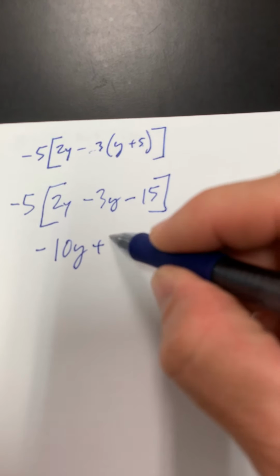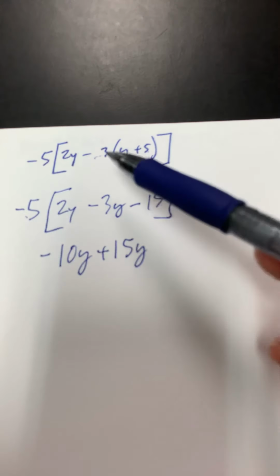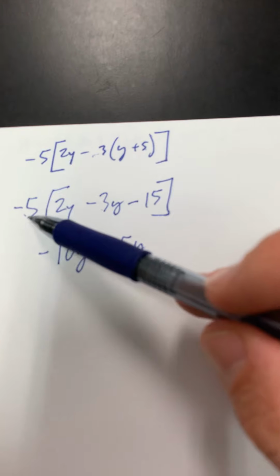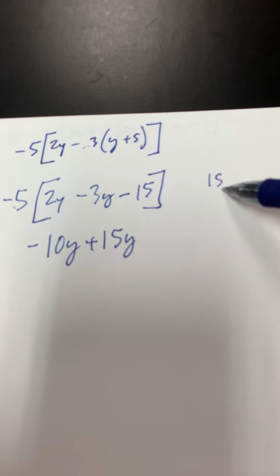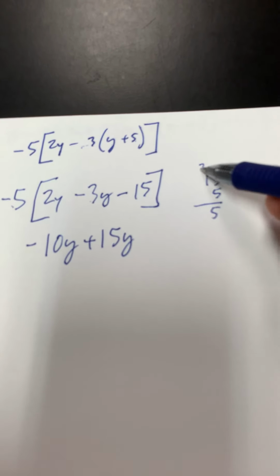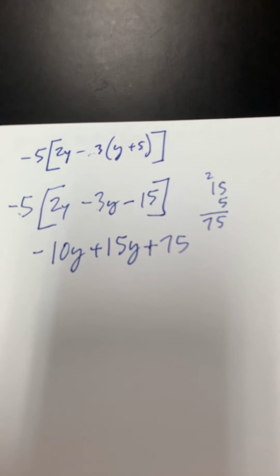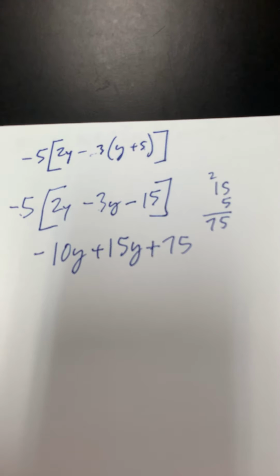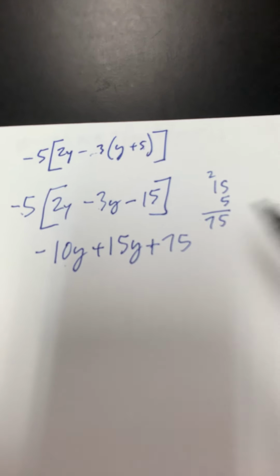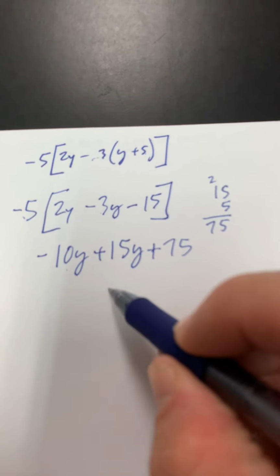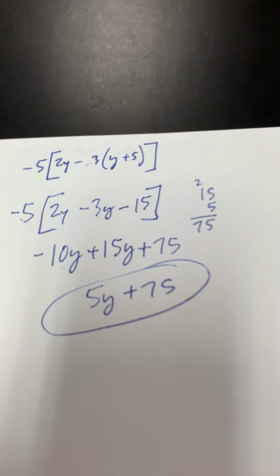plus 15y. Do you see why that's a plus 15y? That's a negative 5 times a negative 3y. And then negative 5 times negative 15, that's the same thing as 15 times 5. So that's a positive 75. Now we've got some like terms to combine here. So we've got negative 10y plus 15y gives us 5y. And that's our answer there.